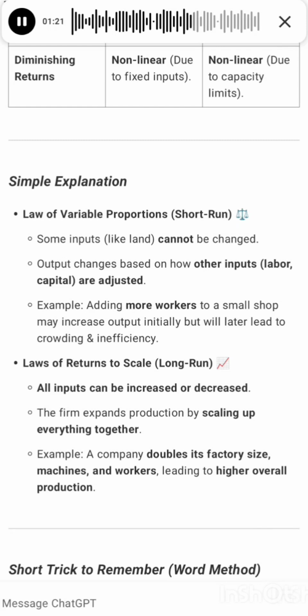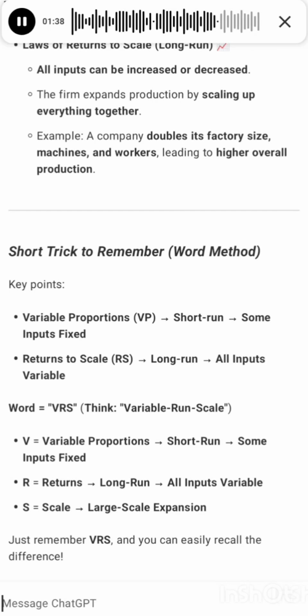Laws of returns to scale, long run. All inputs can be increased or decreased. The firm expands production by scaling up everything together. Example, a company doubles its factory size, machines, and workers, leading to higher overall production.